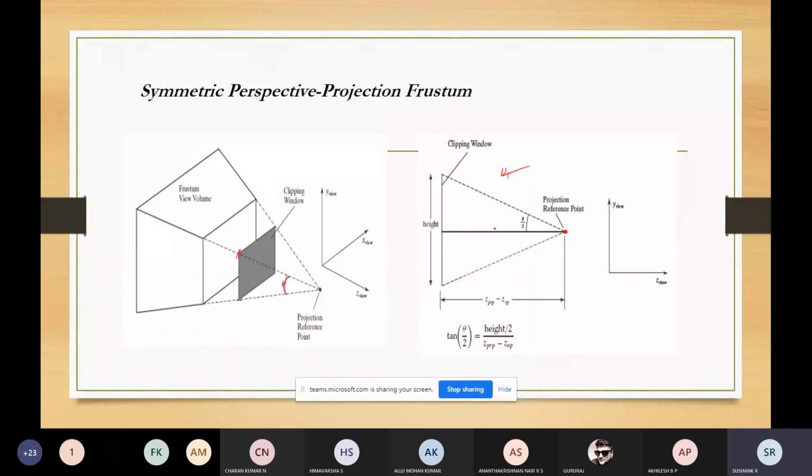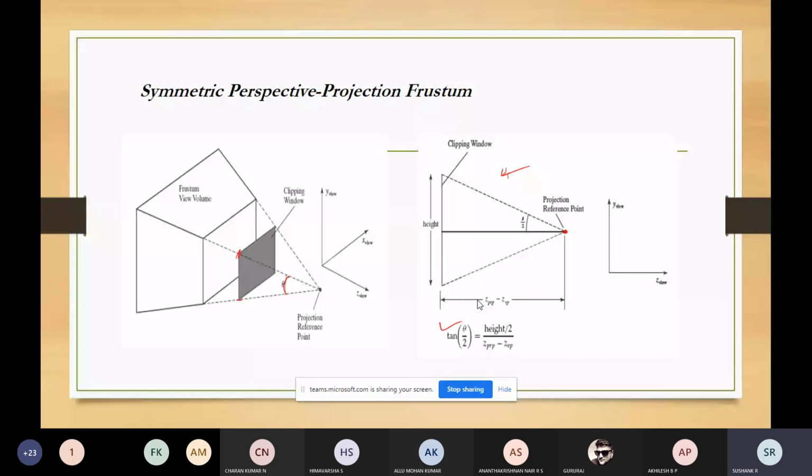All this is maths, and using maths we have derived this. You know that sin theta is equal to opposite by hypotenuse, and cos theta is equal to adjacent by hypotenuse.